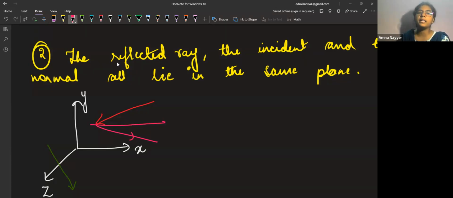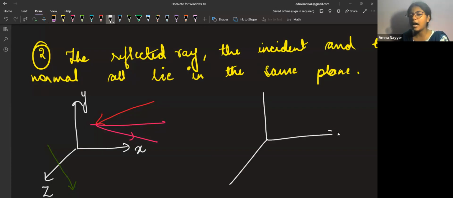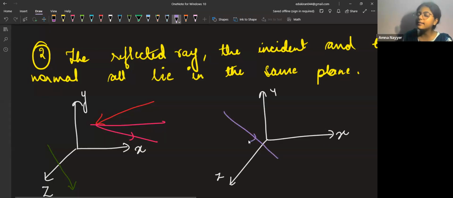This is what is meant by it. Whenever we are saying same plane, it means either we are talking about the xy plane, or the yz plane, or the zx plane. So you can never make a ray of light incident along the xz plane and have the ray of light being passed through the xy plane. Planes have to be the same.